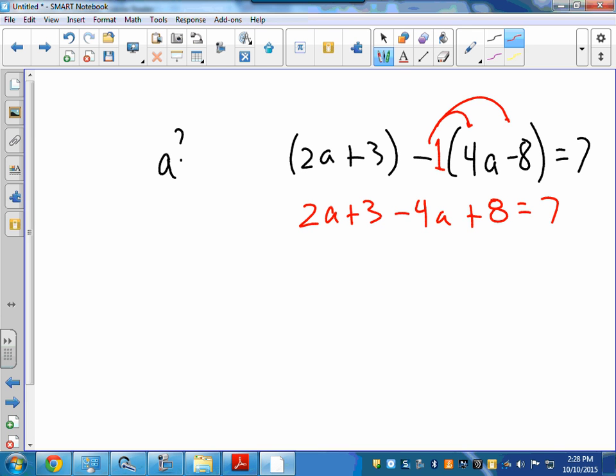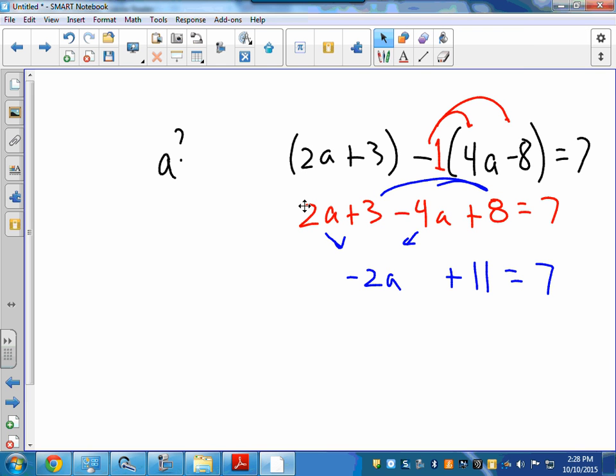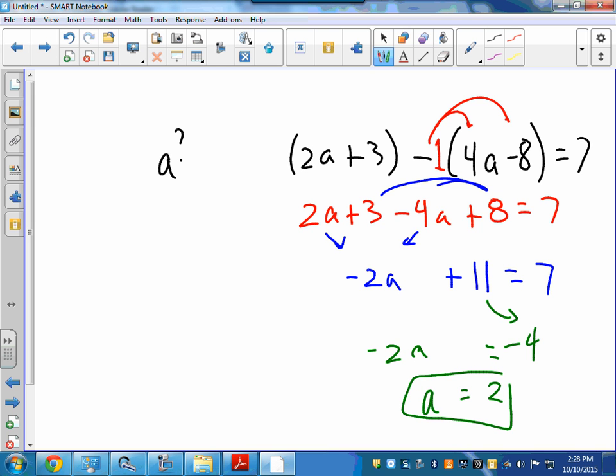I would collect like terms. You have minus 2a's, right? There's 2, take away 4. And then you have 11, and that's equal to 7. 11 is the 3 and the 8. And then I would probably subtract the 11. Minus 2a is the same as 7 take away 11, which is negative 4. So a is equal to 2. Okay, a is equal to 2.